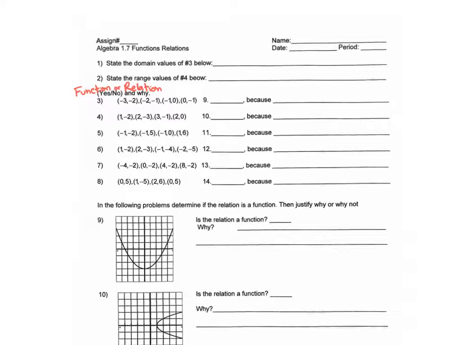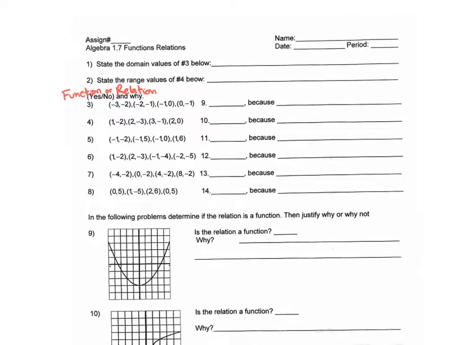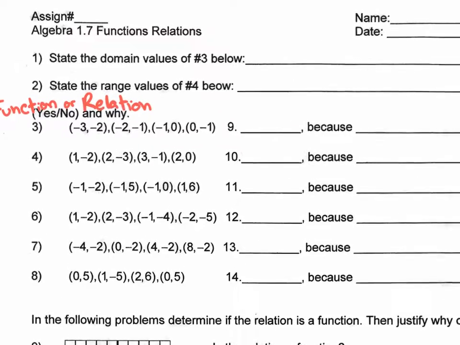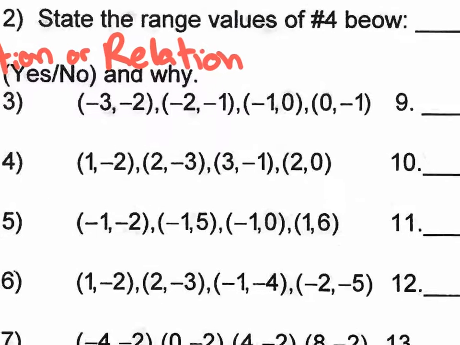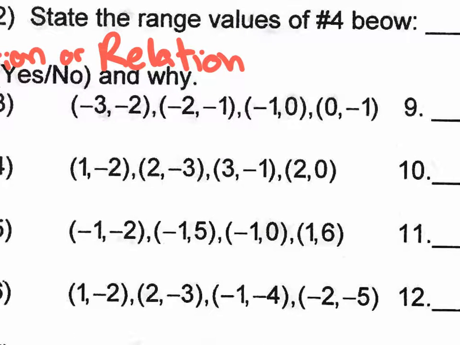So here's a video on the homework explained, and we're going to be doing the odd ones on this video. Number 1 says state the domain values of number 3 below. So what does domain mean? The x values, the input values. So when we look at all these coordinates, what we're really stating are your x values.